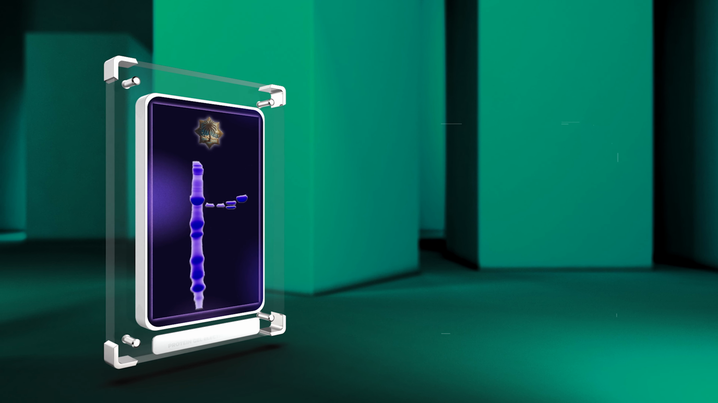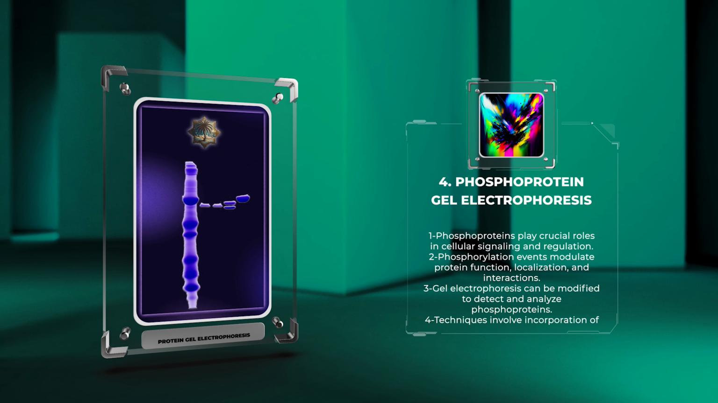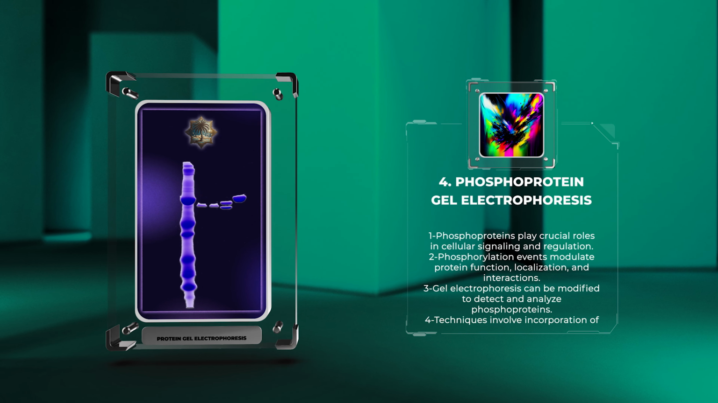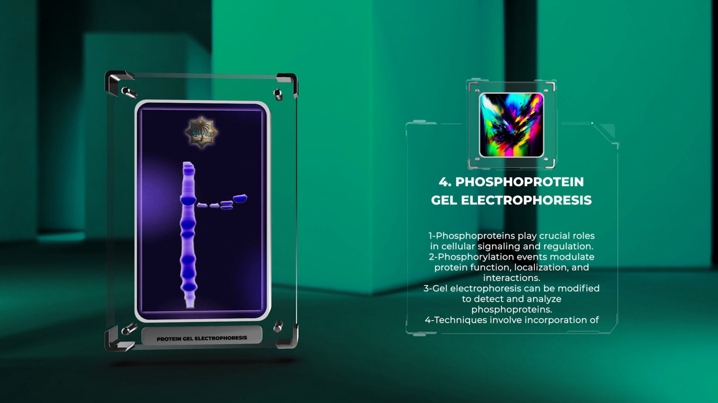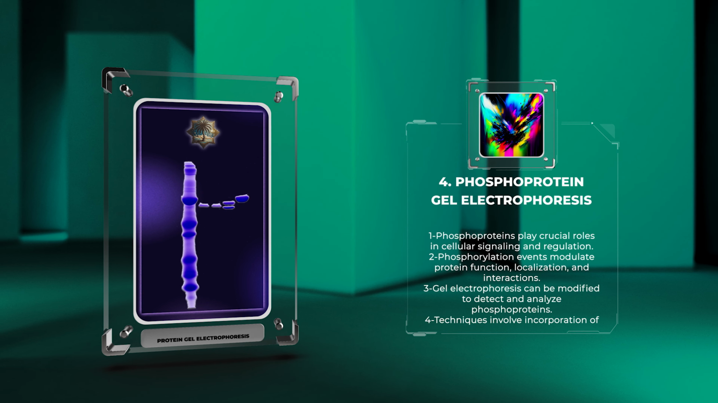Phosphoproteins, proteins with phosphorylated residues, play crucial roles in cellular signaling and regulation. Phosphorylation events can modulate protein function, localization, and interactions. Gel electrophoresis can be modified to specifically detect and analyze phosphoproteins.